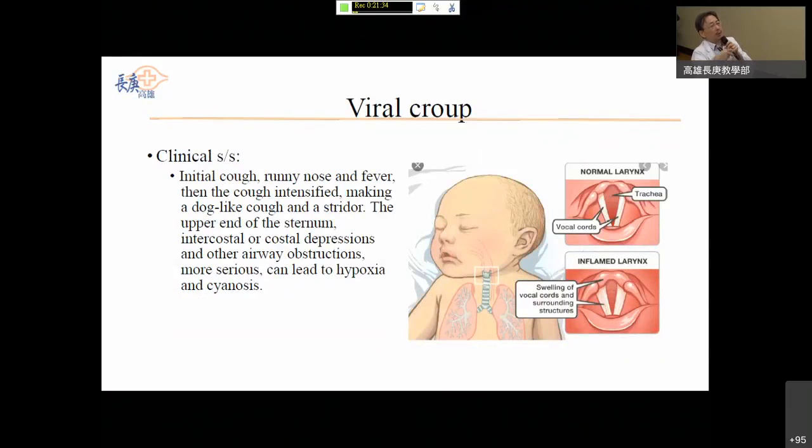And the next one that is very common to see for extrathoracic respiratory tract disease is the Croup syndrome. For Croup syndrome, there are many types of Croup. The first type is viral Croup, okay? Viral Croup, of course, is an infection from a virus or pathogen, and it will cause cough, runny nose, fever, and most importantly, they will present a dog-like coughing.